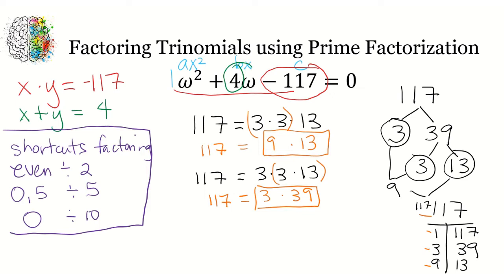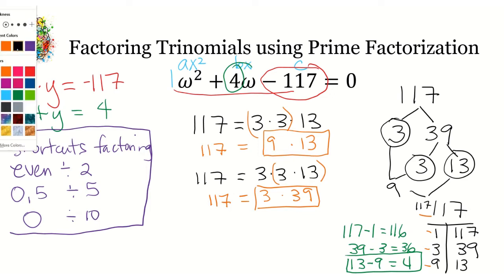So now let's do the adding together. We'll use a different color. If I take 117 plus a negative 1, that's going to give me 116, so I know that's not correct. If I have 39 minus 3, that's going to give me 36. That's still way too big. And then if I have 13 minus 9, I get a positive 4. So there we go. When these are added together, that gives me my B value.